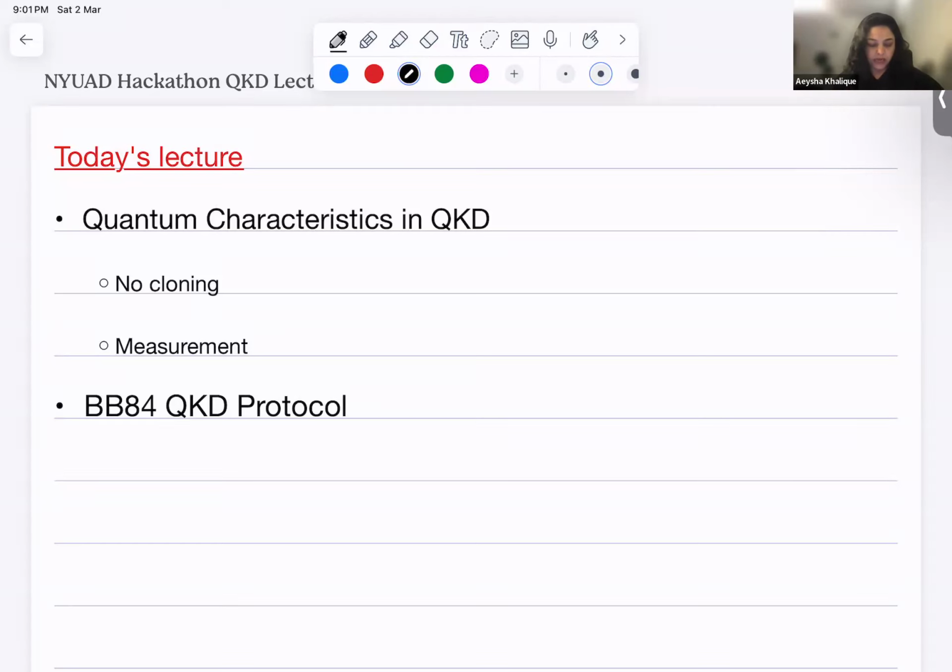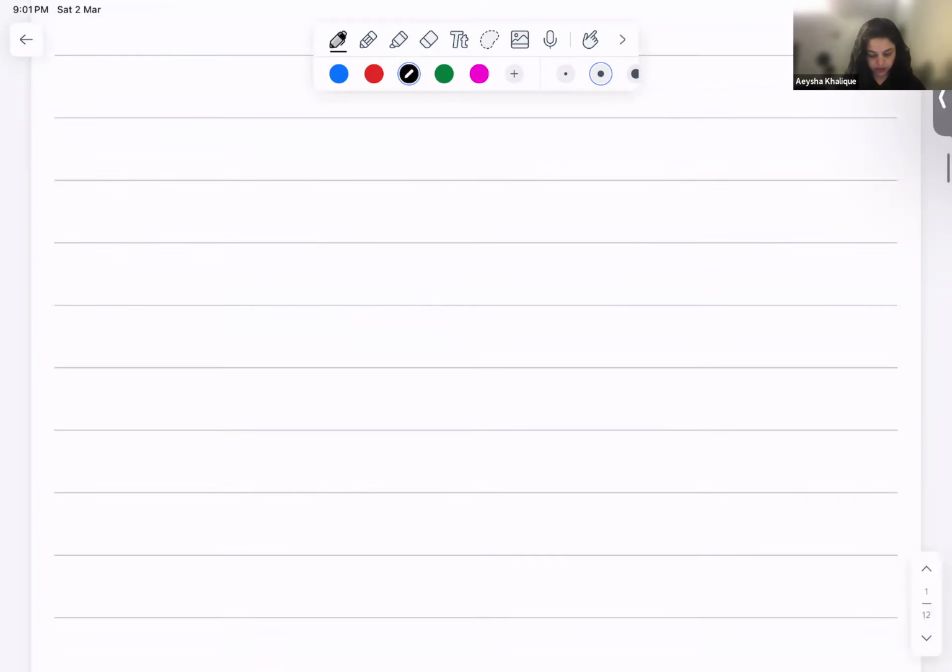our system. The quantum characteristics that are used in QKD are in fact the no-cloning theorem and the measurement process for orthogonal and non-orthogonal states. And then I'll introduce the BB84 QKD protocol, the first of QKD. QKD is in fact quantum key distribution.